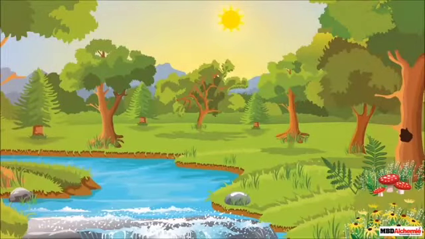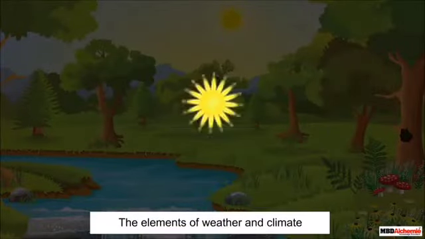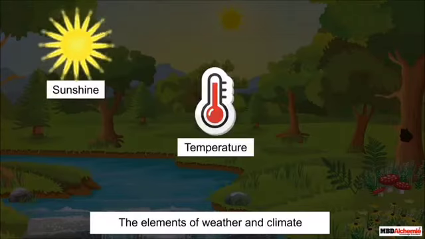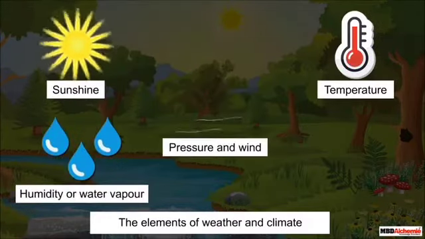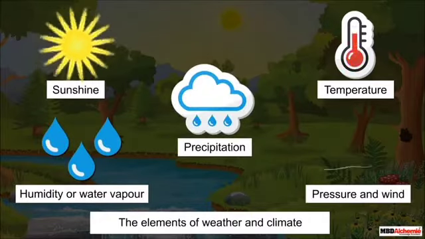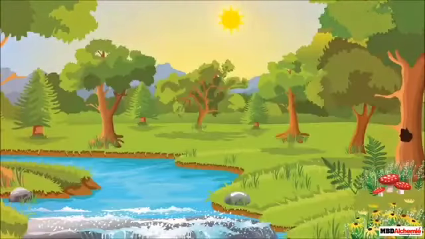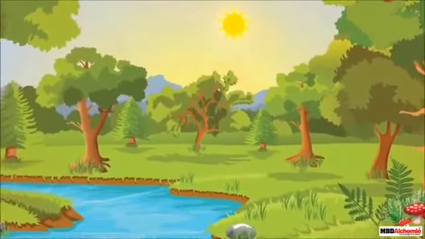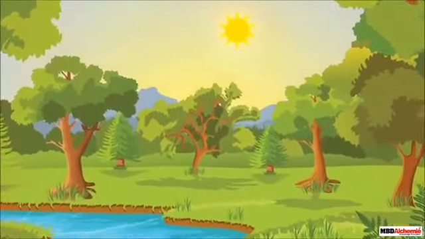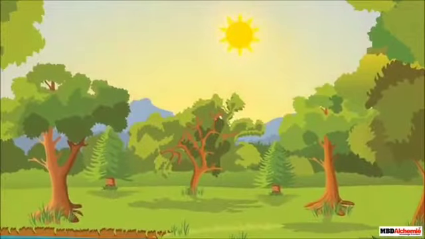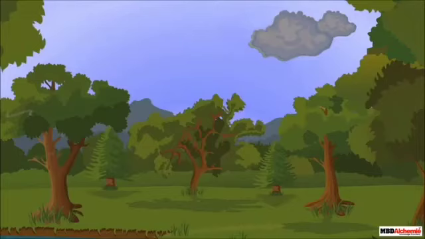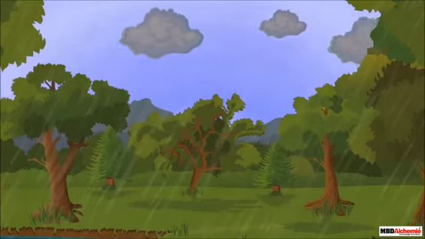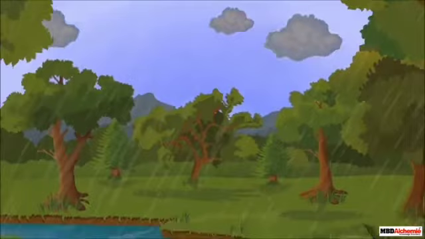Now let us discuss the elements of weather and climate. The elements are the same for both. These are sunshine, temperature, humidity or water vapor, pressure, wind, and precipitation. We often notice that the weather conditions fluctuate during the daytime, even with a little change in the sky condition. A clear bright sky can turn into a cloudy sky and make a day gloomy.